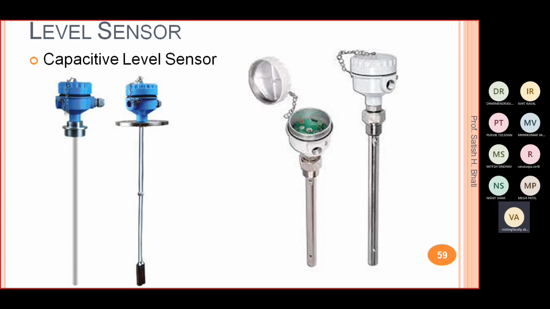These capacitive level sensors are a kind of continuous level sensor. They are continuously telling the level of the liquid inside the container or tank. It is not like they will just tell you the presence. Starting from bottom to top, from the minimum point to the maximum point, they will give you the reading of the level of the liquid as a real number. So they are a kind of continuous level sensor.